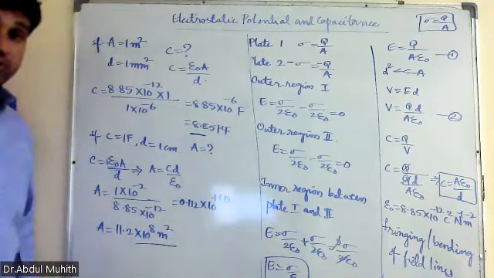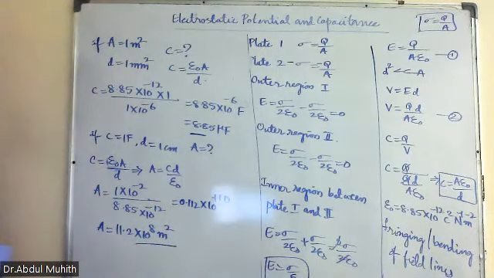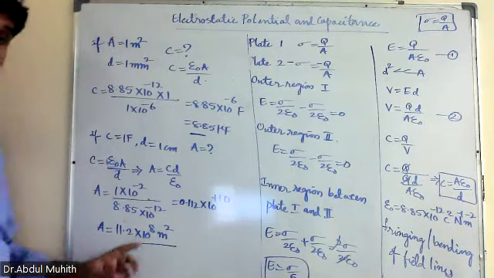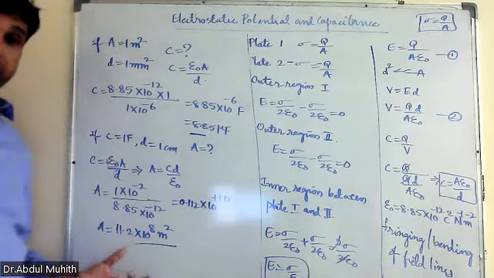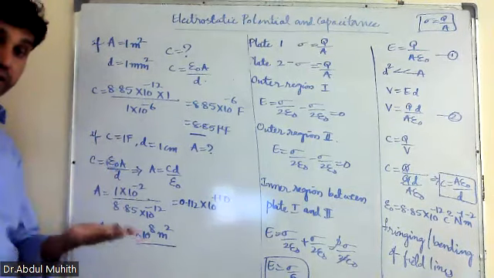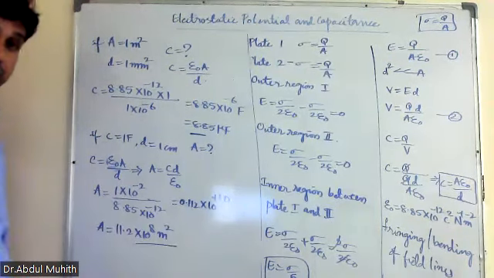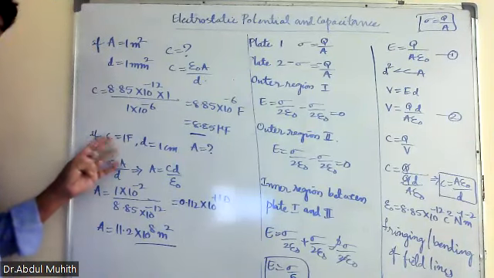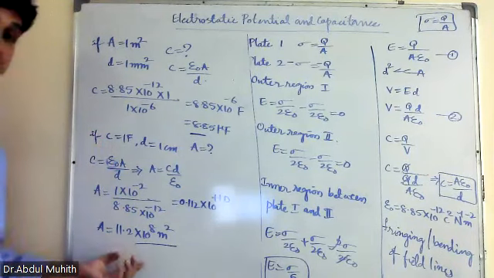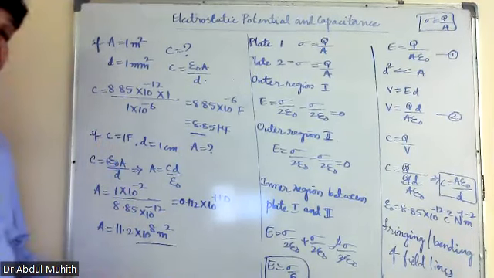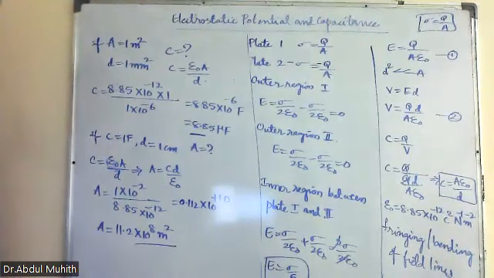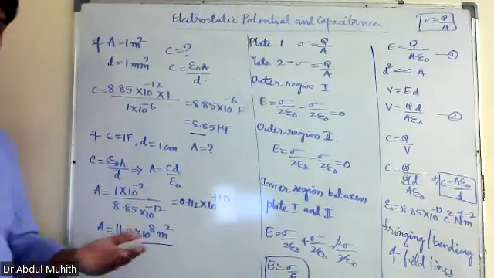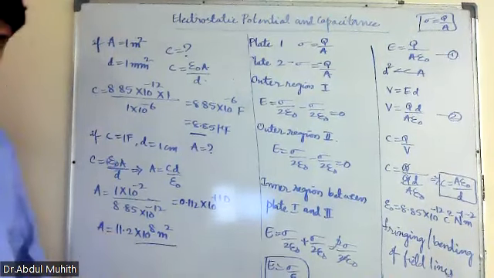If you want to hold a charge of 1 farad, you need this much area of the plate. The area of the plate should be this much, which is equal to an island. One plate is equal to an island. If you really want to store 1 farad of capacitance, the size of the plate should be equal to an island, around 10 to the power of 8. That much big a plate is required, maybe a big island like Kish Island.